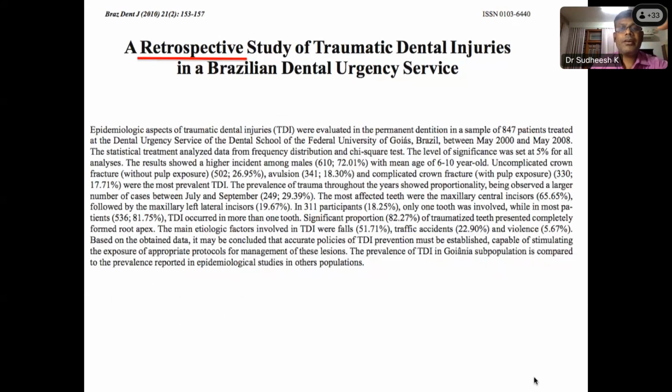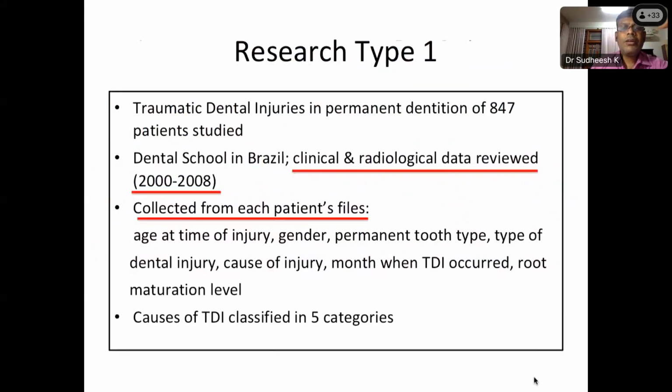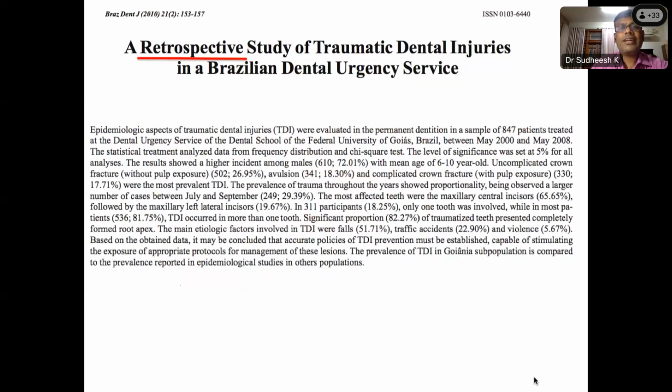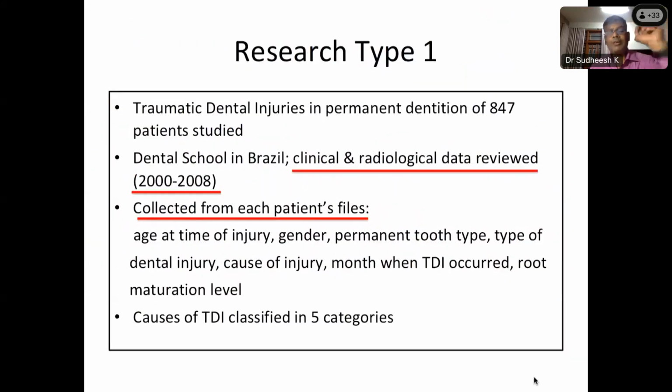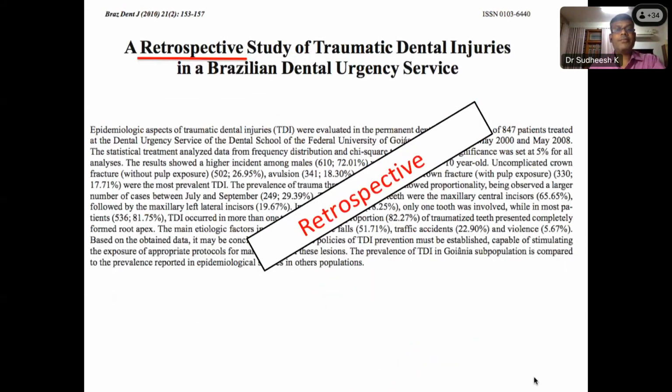Okay. So therefore, what kind of study is this? This is a retrospective study. If you see, all the injury has already happened. What they did was they collected the data from the case sheet and reviewed all the various parameters, and from there they came to a certain conclusion. So this is known as a retrospective study.